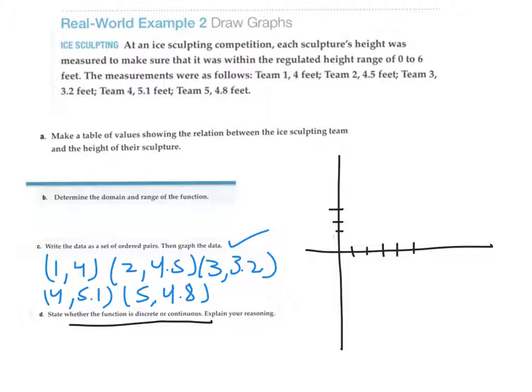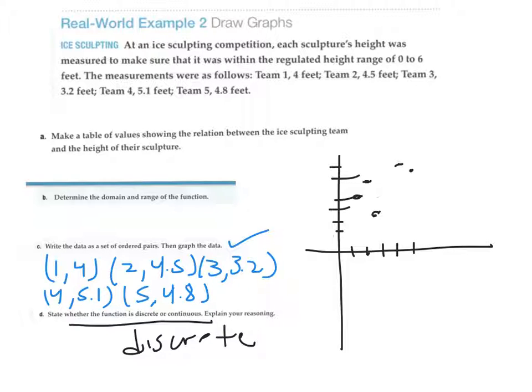2, 3, 4, 5. 1, 2, 3, 4, 5, 6. So 1, 4, dot right here. 2, 4.5 up here. 3 and 3.2 down in here. 4 and 5.1 is up here. And 5 and 4.8 is just below it. So we have our dots. If the dots don't line up in a straight line, they are discrete. So the answer to this is discrete.